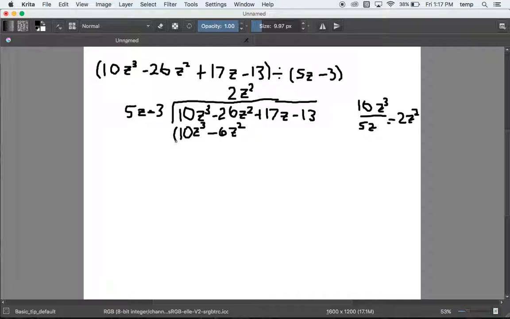Now we do our subtraction. Again, it's very important. We're subtracting everything within here, right? We're not just subtracting 10z cubed, we're subtracting a negative 6z squared as well. So 10z cubed minus 10z cubed, 0. So we know we got that one right. Negative 26z squared minus negative 6z squared. So this is like saying negative 26z squared plus 6z squared. And that would leave us with negative 20z squared. We can drop down our next term. So we have plus 17z.